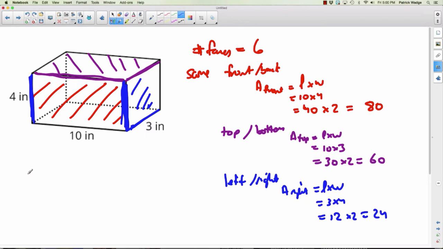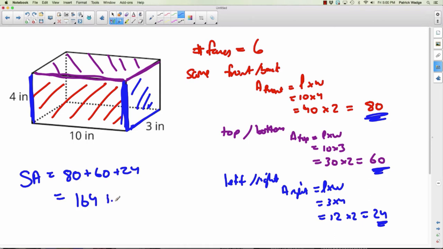Okay, so to get the total surface area, what do we do? We take all our faces, these two, and these two, and we add them up. So 80 plus 60 plus 24. And if you do that, you get 164. We're talking about inches, so it's going to be inches squared.